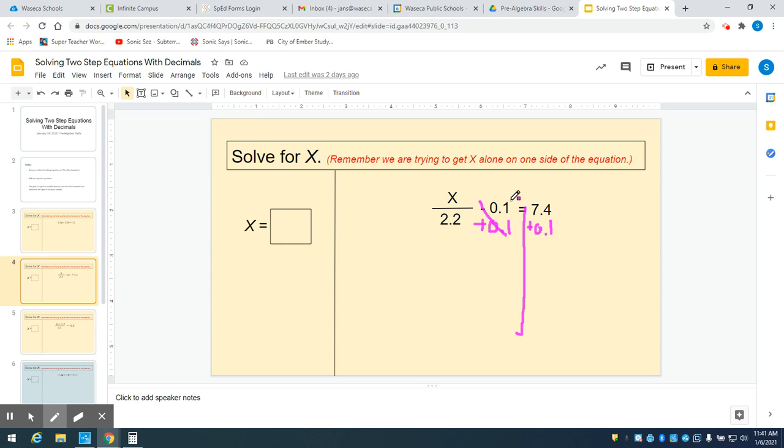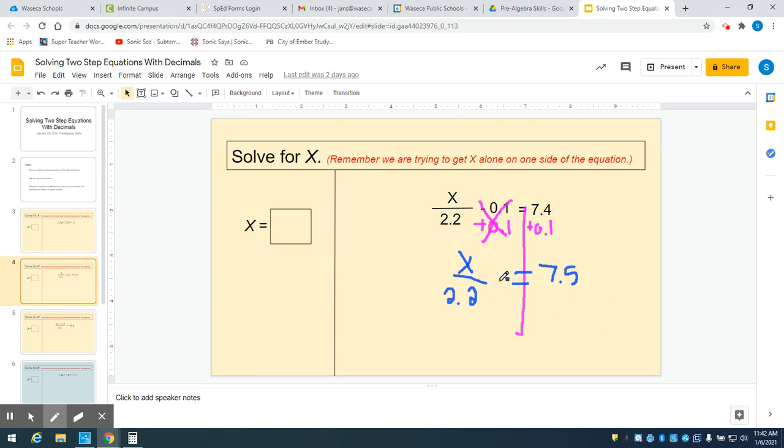Those cancel each other out. And then we're left with x over 2.2 equals 7.4 plus 0.1. We don't need the calculator for that one. That's just 7.5. So we're adding one more 0.1 onto it. So x divided by 2.2 equals 7.5 is our new equation.